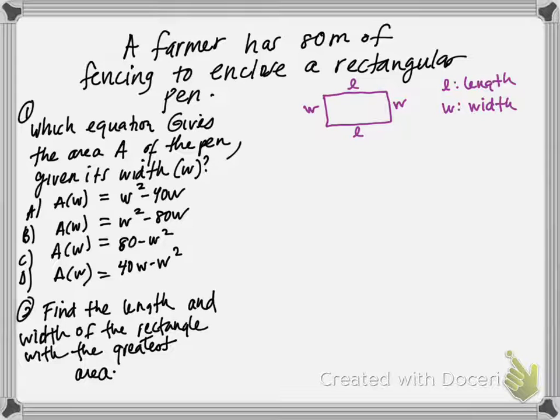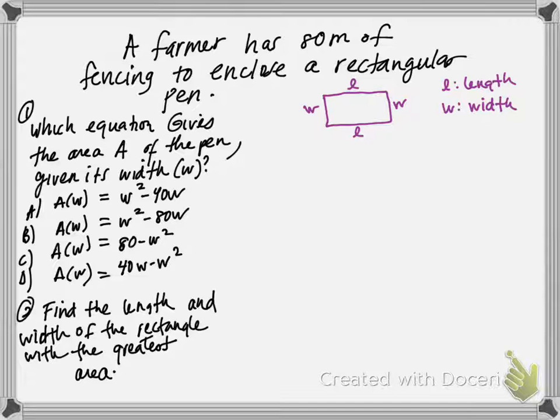So I have a farmer that has 80 meters of fencing to enclose a rectangular pen, and here's our picture of our rectangular pen. L is length, W is width. For number 1, we're supposed to write the area of the pen, given that its width is W. And for number 2, we're supposed to find the length and width of the rectangular pen with the greatest area. So the first thing I'm going to do is go back to the information we're given.